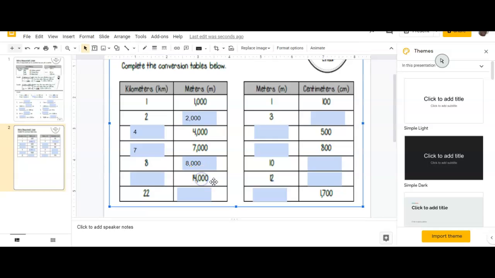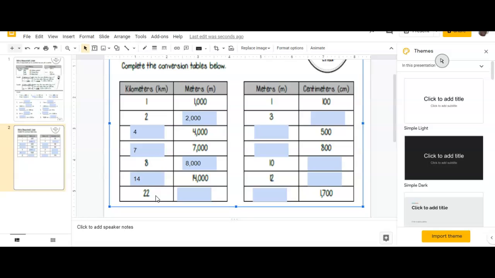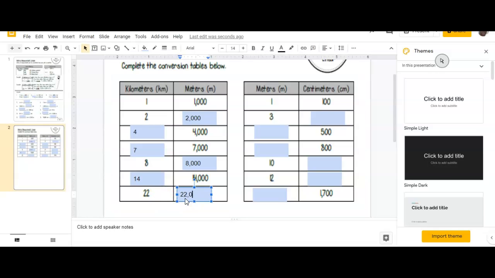Okay, now I have 14,000 meters. So how many thousands are in 14,000? If I were counting by thousands, how many times would I have to do it? It would be 14 times. If I have 22 kilometers, that's 22 groups of 1,000. Think back to last week when we were multiplying by 10, hundreds, and thousands. What is 22 times 1,000? That's right, it's 22,000.